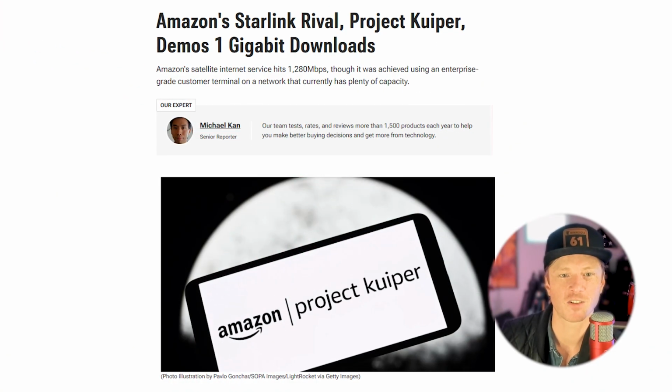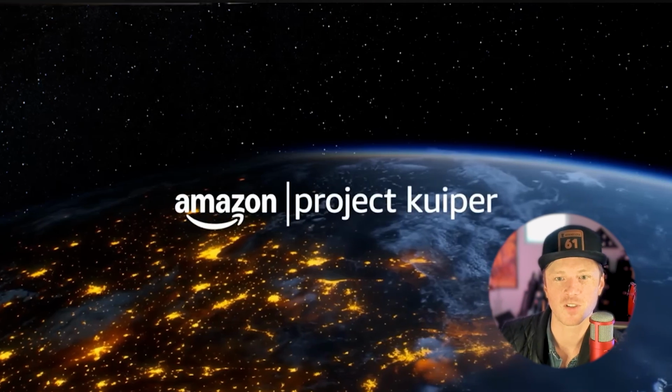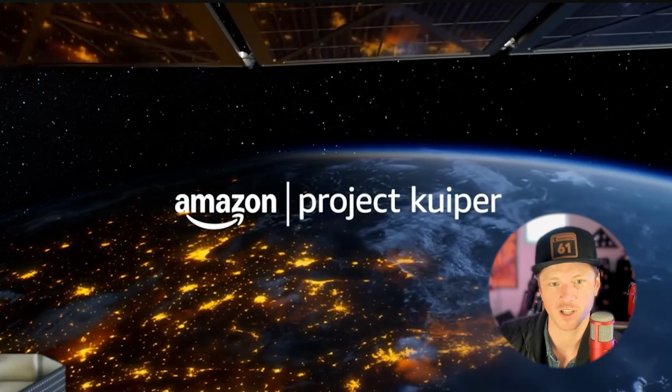Amazon's satellite internet service hits 1280 megabits per second, though it was achieved using an enterprise customer terminal on a network that currently has plenty of capacity. How does this change your approach to cybersecurity when you're talking about opening up new pathways for network connectivity? I mean, it gives you more operational resilience if you can always hook up to the internet, if you can have faster speeds, but you're also giving those bad actors that same opportunity. Does it change how you fortify organizations or people that might be using these services?